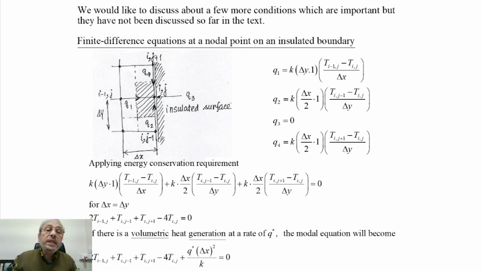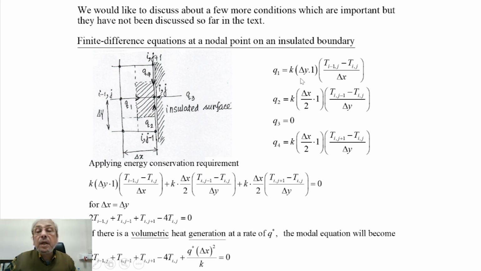This is for an insulated boundary. So if the boundary is insulated, then again we'll do the same. Ij is a point of interest. Ij plus 1 is the northern neighboring point. Ij minus 1 is the southern neighboring point. I minus 1j is the western neighboring point. And then we will consider Q1, Q2, Q3, Q4 to this node.